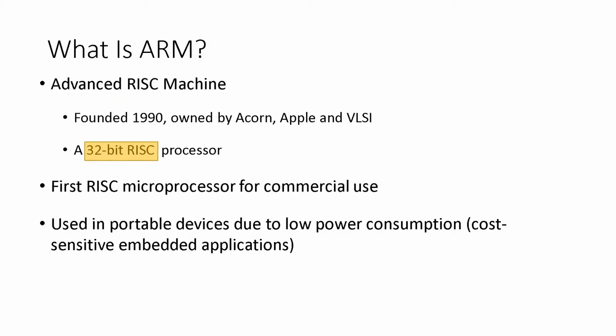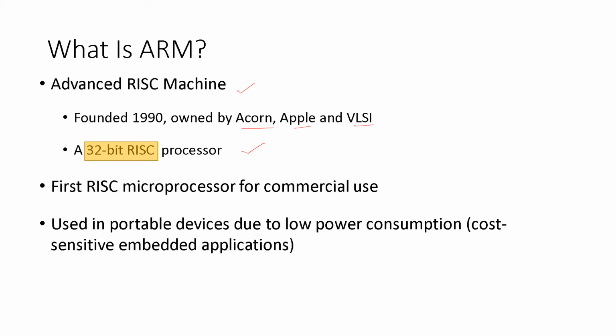Now, what is ARM? ARM is nothing but a RISC machine. A stands for Advanced, R stands for RISC, and M stands for Machine. It was founded by the Acorn company. Later, it was developed with Apple and VLSI. They started to manufacture ARM-based processors. It basically started with a 32-bit RISC processor, the first RISC microprocessor used for commercial purposes.